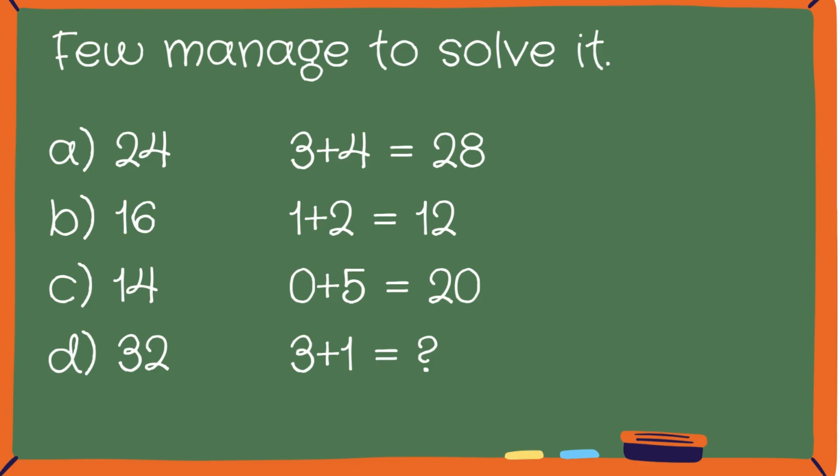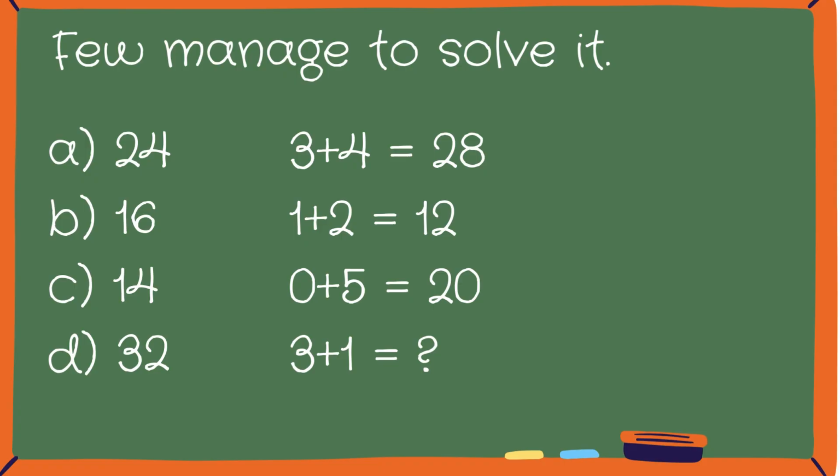And it gives you 4 alternatives. Look, alternative A, 24. Alternative B, 16. Alternative C, 14. And alternative D, 32. Which of those alternatives will be correct? If you want to take the time to analyze, you can pause the video and try to solve it before watching the solution. Okay, let's see how to solve these types of exercises.